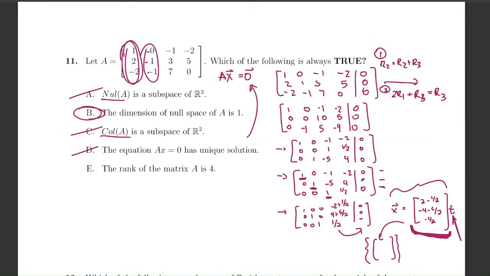The rank of the matrix A is 4. So this just doesn't make sense, because rank is the number of non-zero rows in row reduced echelon form. And we kind of put it in row reduced echelon form here. You can see that first of all there's only 3 rows, so you cannot have a rank of 4 if you only have 3 rows. So already this is false, but also there's 3 non-zero rows. So that's another way of saying that this is not true. So the answer is B.